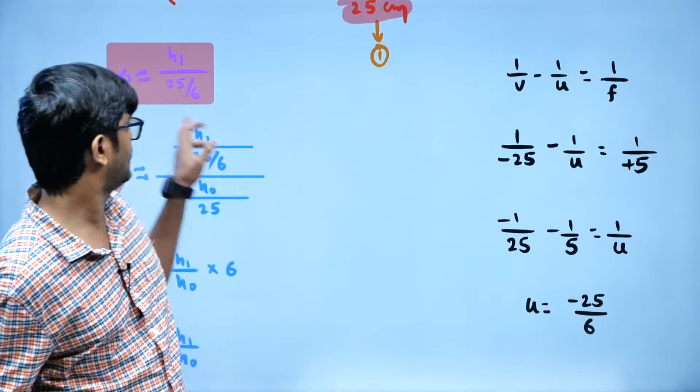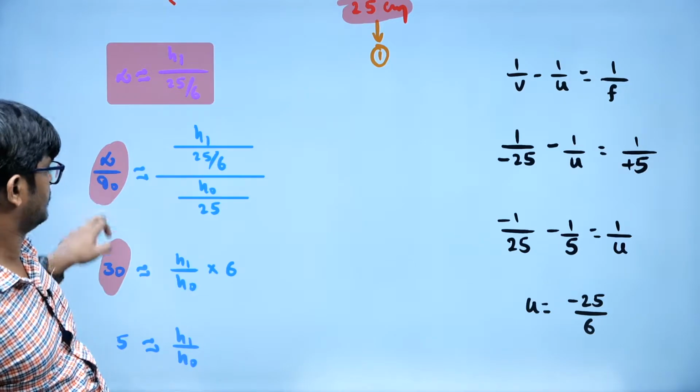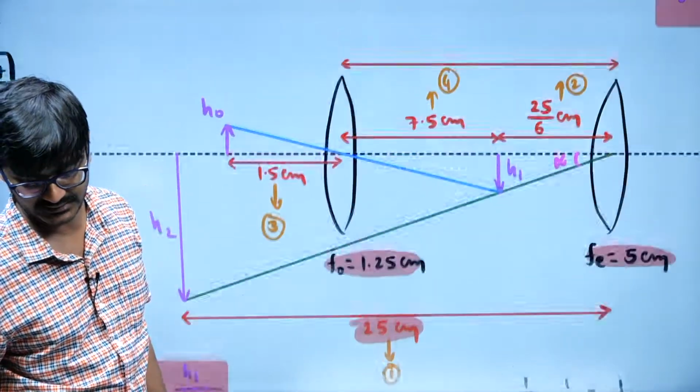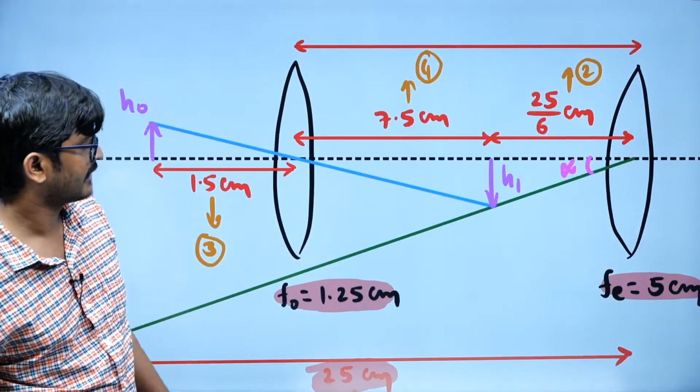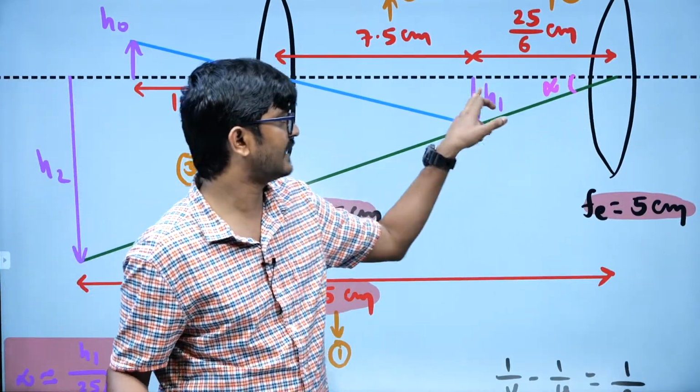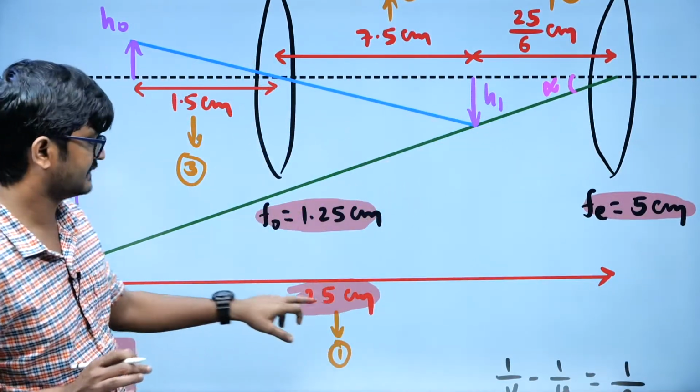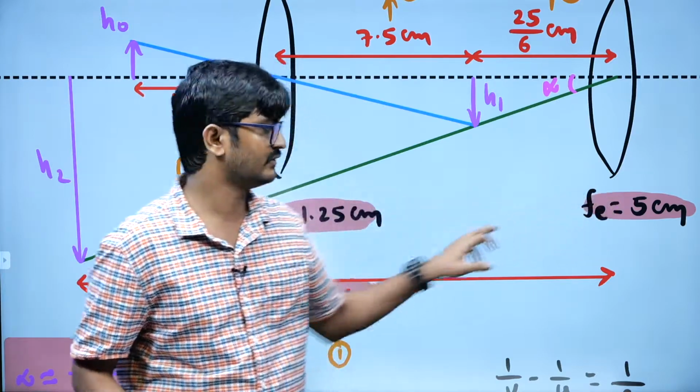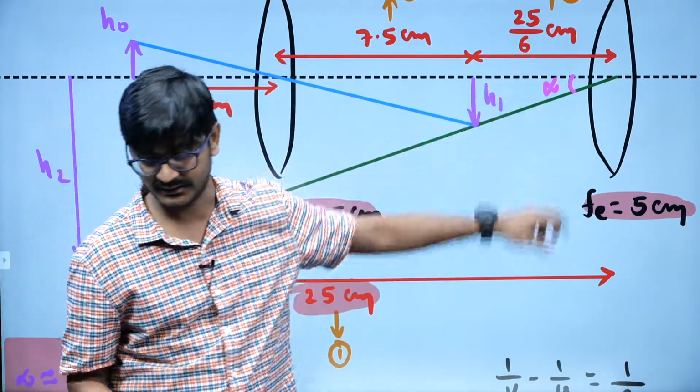Alpha is 30 times of theta naught. Anyway, we will see that. Now what I can do is, for this lens, this will act as object and image is forming here, which is at a distance 25. So I know focal length, I know image distance, so I can find object distance.